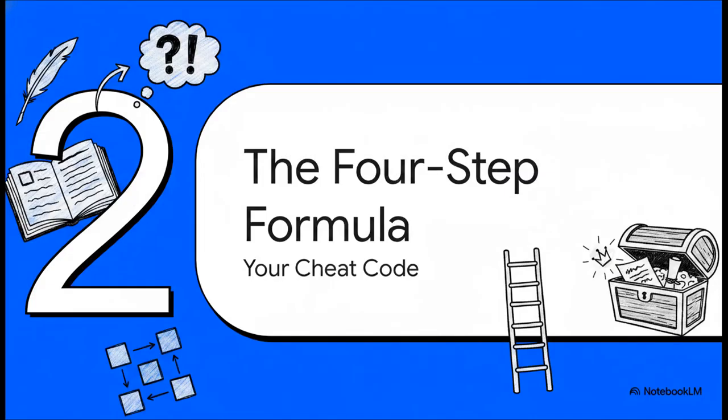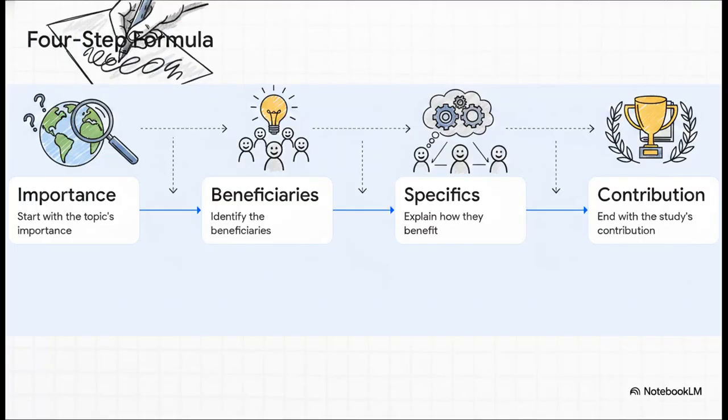Keep these 4 pillars in mind because they are literally the foundation for the formula we're about to explore. All right, part 2. The 4-step formula, your cheat code. If you've ever suffered from writer's block, this is the cure. This simple 4-step chronological progression transforms a blank page into a highly persuasive argument.